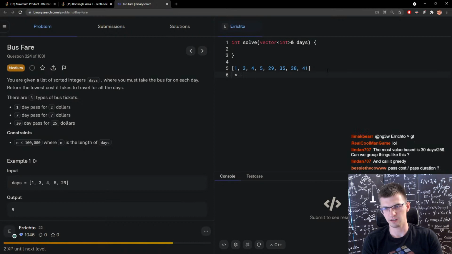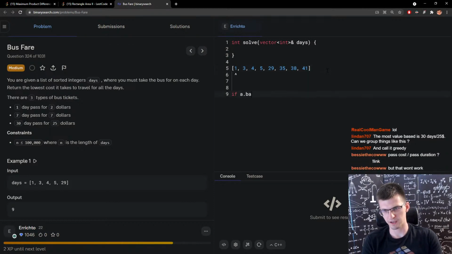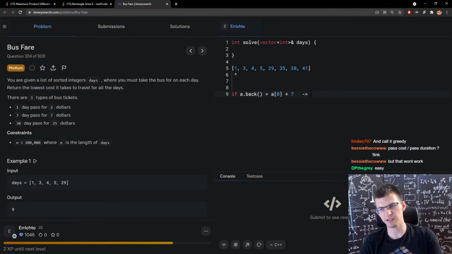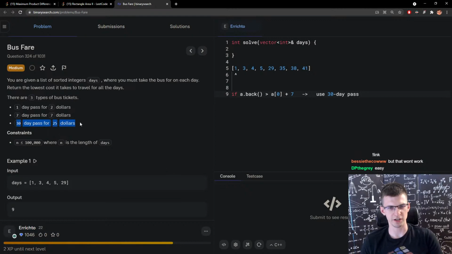So we say that, okay, whenever we see an element, if the end is not too far away, something like this: if a.back is greater than a0 plus 7, or maybe plus 30, we can try something like this. So if the end is further away than 7 days, then use a 30-day pass. And that's a fine idea for greedy, just because, of course, it has the best ratio.